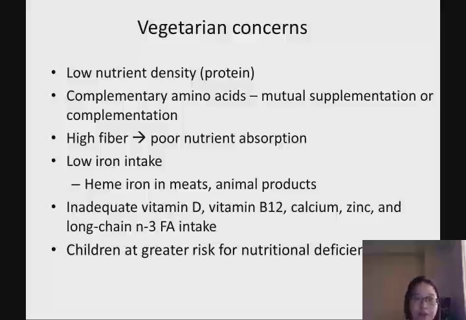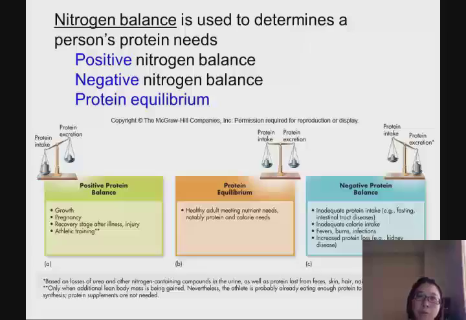And children are at higher risk for nutritional deficiency. Think about it: first, their stomach is actually tiny. When they consume more fruits and vegetables, they have more fiber inside, which makes them become full easily. That's why they are not going to consume more energy-dense food. So they are at higher risk for nutritional deficiency. That's why you have to plan well for children who want to become vegetarians.